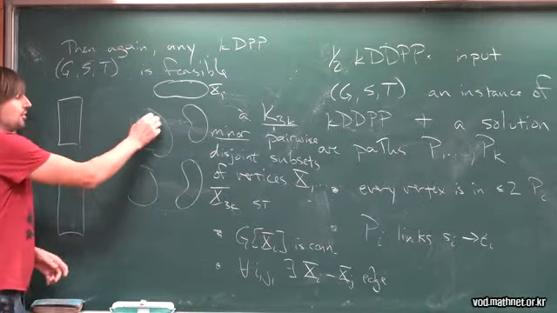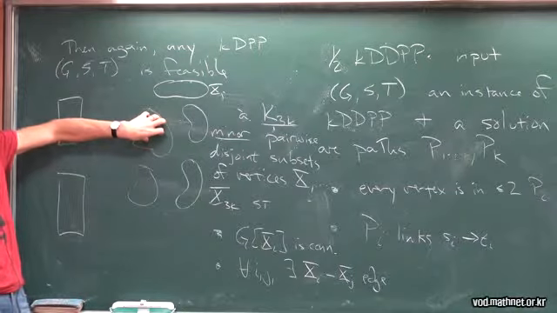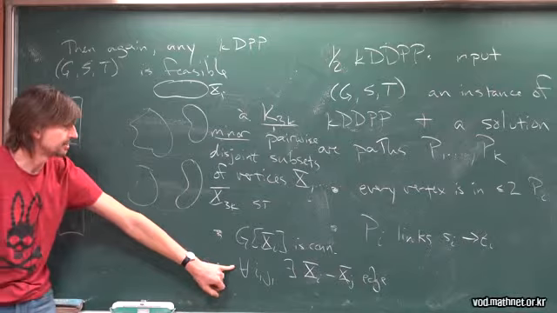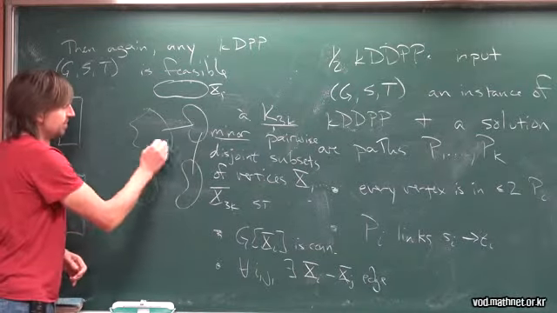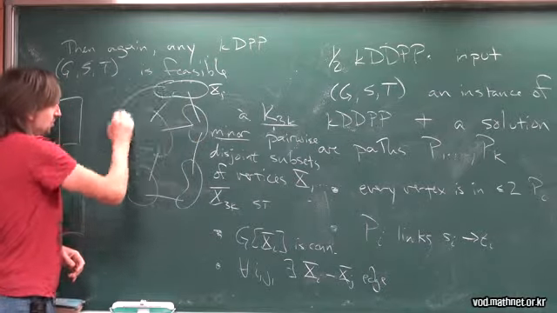Here, I'm looking at clumps of vertices, sets of vertices, with the requirement that I want them all to induce connected subgraphs. And I want between every pair of them, some pair of those vertices to be adjacent.